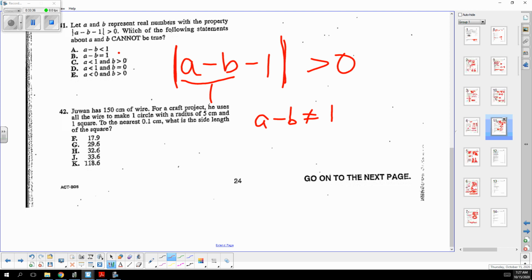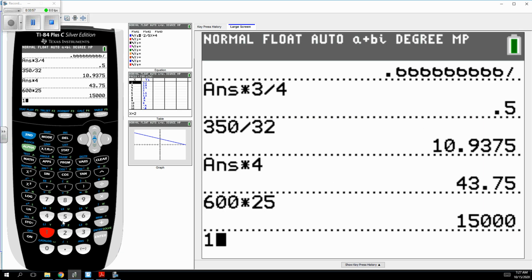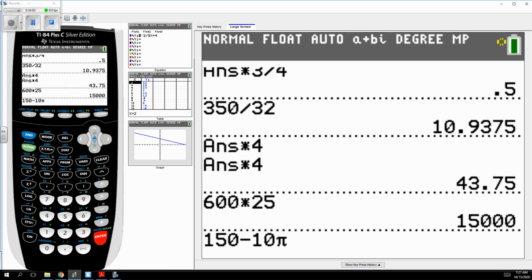42 tells a story. It starts with 150 meters of wire, and I make a circle with radius 5. Well, what's the circumference of that? Use the circumference of a circle, and you get 10 pi. Now, that means I've used 10 pi. How much is left?